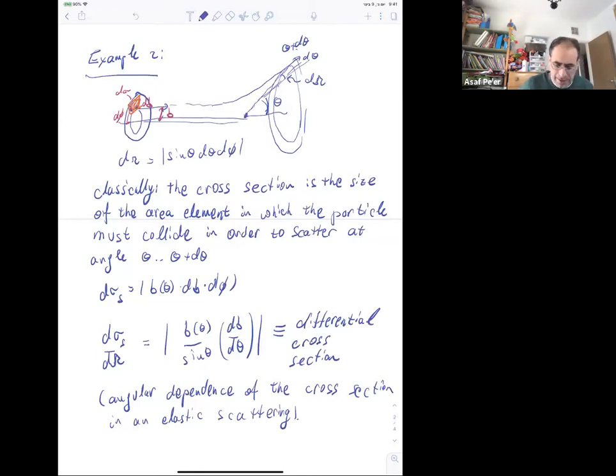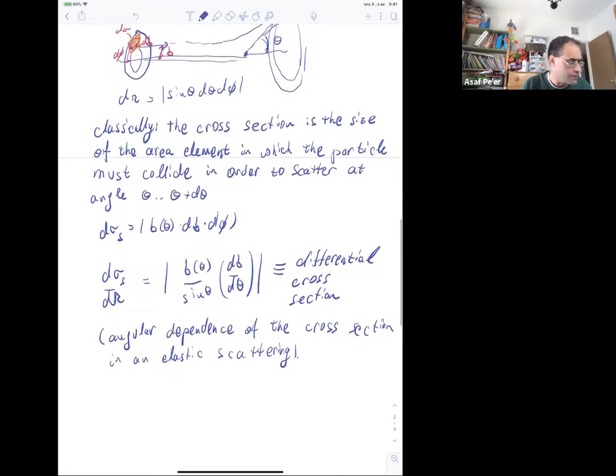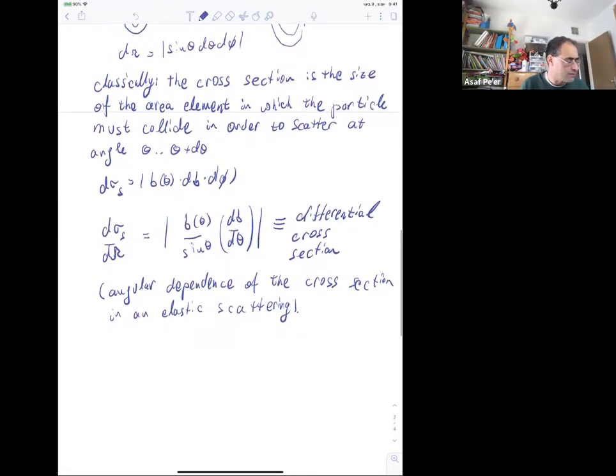So this is not just for elastic scattering, of course, right? We can ask various questions, right? So for example, if we have an inelastic scattering, it is not limited to elastic scattering.